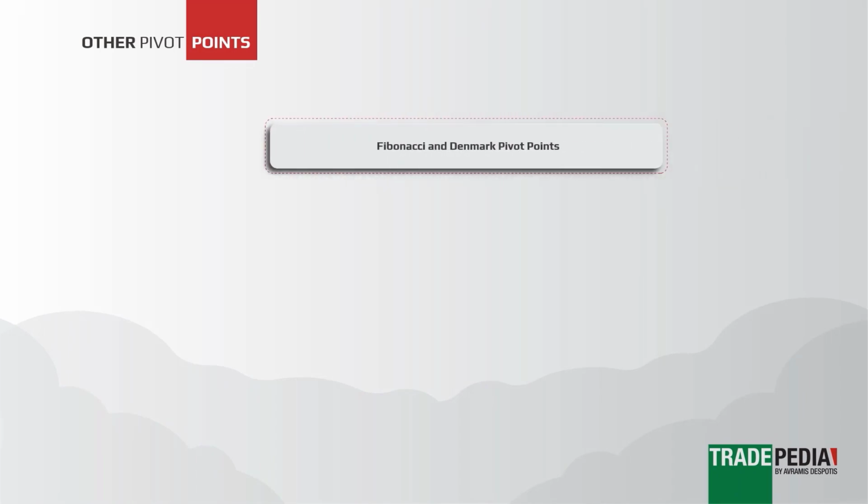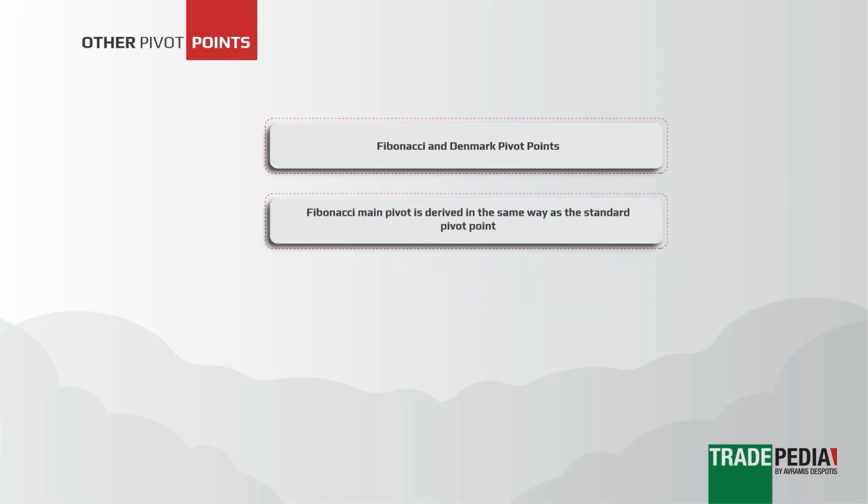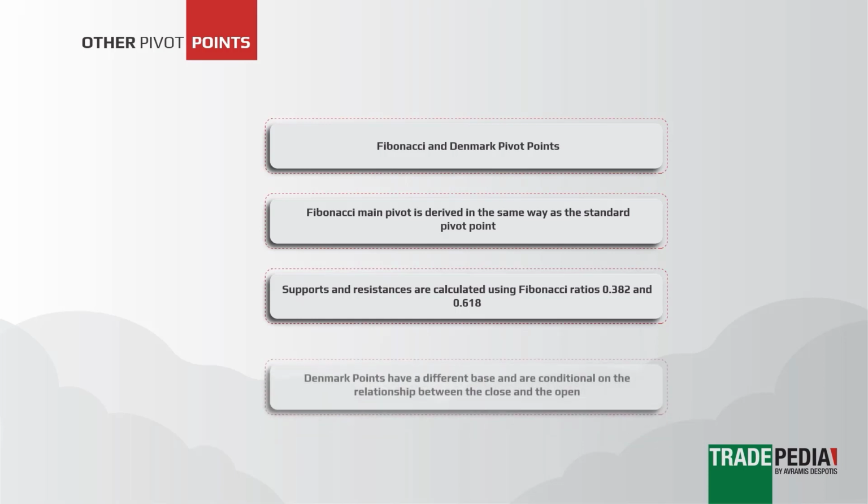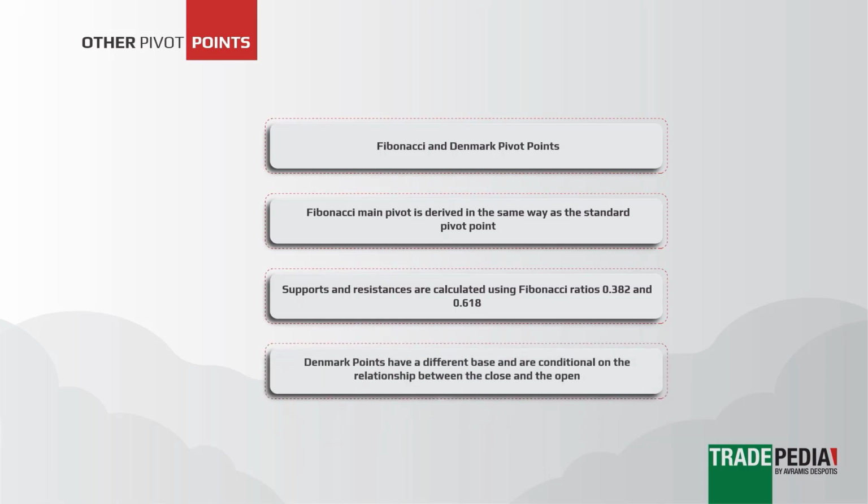Other popular ways of calculating pivot points are to use the Fibonacci numbers or the Denmark technique. The Fibonacci main pivot point is derived in the same way as the standard pivot points, with the relative supports and resistances being based on the Fibonacci ratios of 0.382 and 0.618. On the other hand, Denmark pivots have a different base of calculation, which is conditional on the relationship between the close and the open.